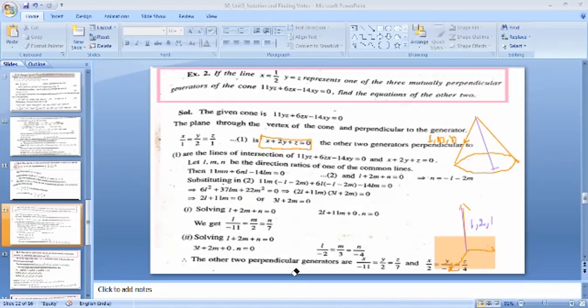This is a 10 marks question, so please pay attention to all this. I hope that is clear to one and all.